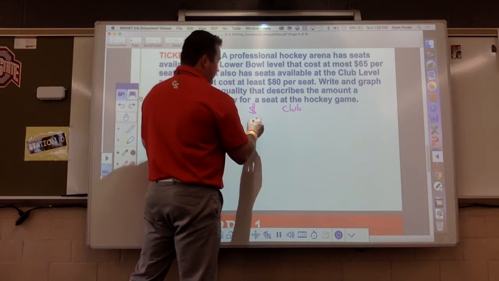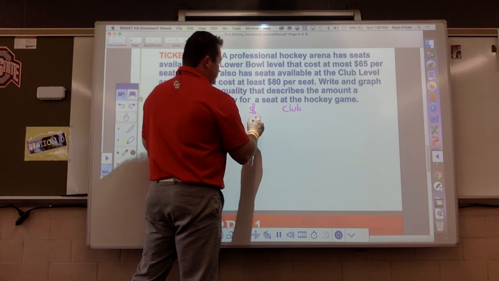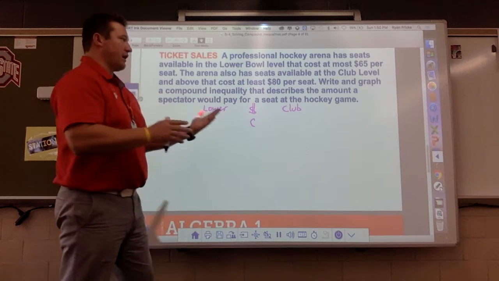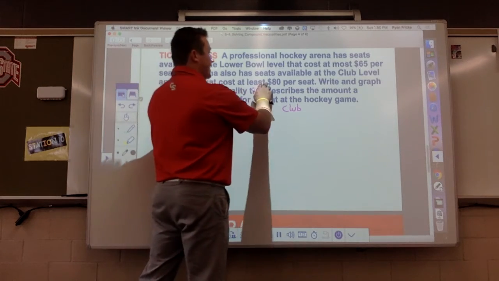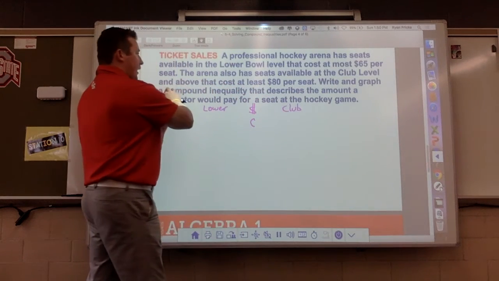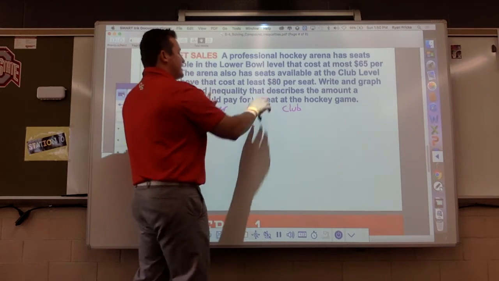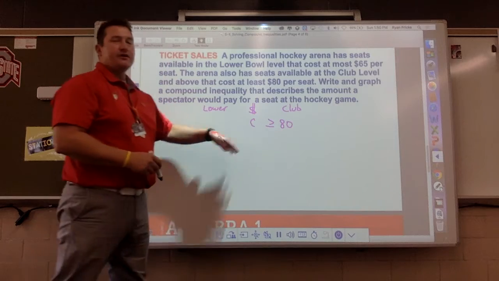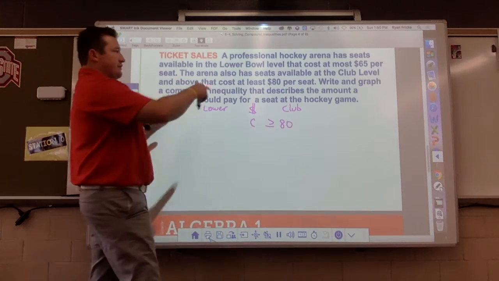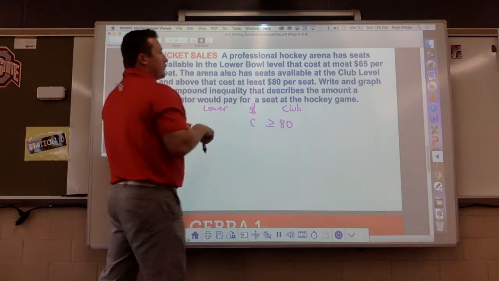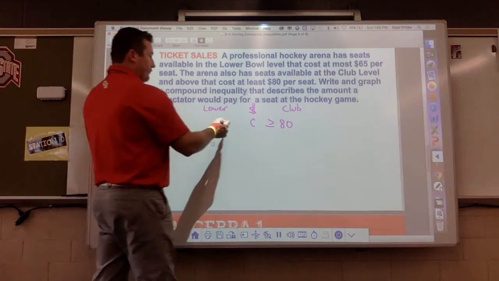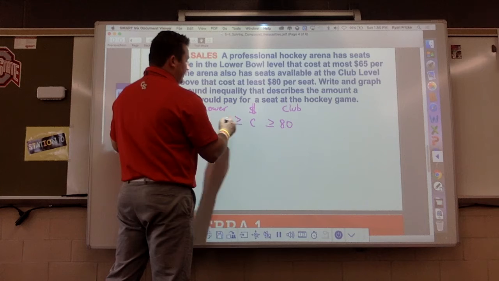For some of us, it might be easier, I'll just put C for the cost, to do the one that goes from left to right first. So that would be the second one. The club level and above cost at least $80. So that's greater than or equal to 80. Now you know which way your inequality should be facing for the first one. For our lower bowl, those tickets cost at most 65. So at most 65.